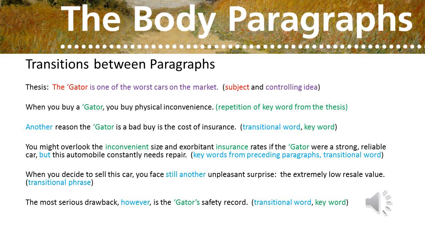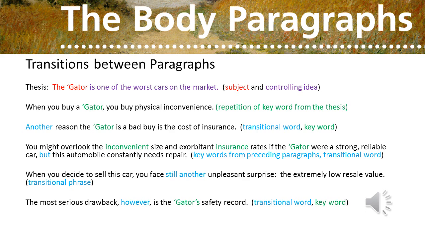The next topic sentence contains a transitional expression and the repetition of some key words. You might overlook the inconvenient size and exorbitant insurance rates of the Gator if the Gator were a strong, reliable car. But this automobile constantly needs repair. So here we have a transitional word to distinguish between the first 2 points and then the point that the writer is making in this third body paragraph.